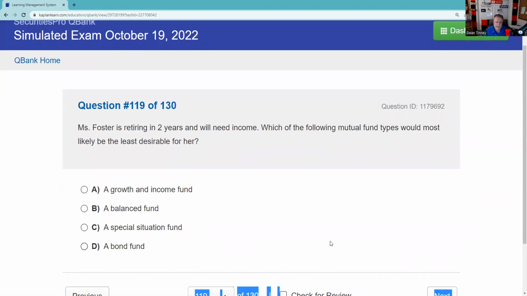Mr. Foster is retiring in 2 years and will need income, which of the following mutual funds would most likely be least desirable? So least desirable is a special situation fund, because that's about buying a special situation. Like right now, there's a special situation with Twitter and whether or not it's going to be acquired by Elon. A special situation fund would have those kinds of stocks in the portfolio.